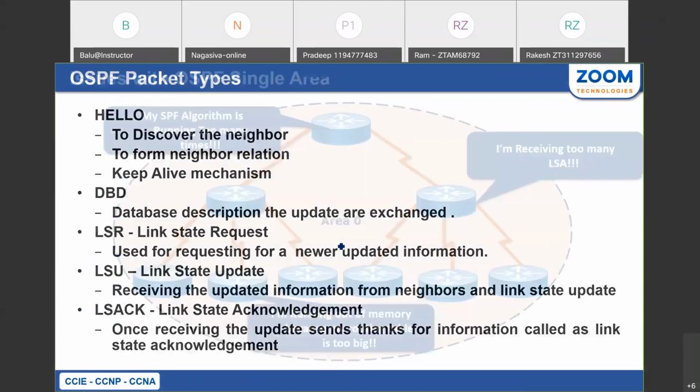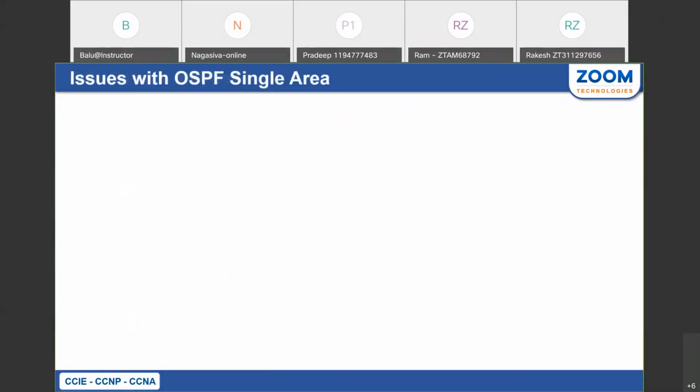So these are about OSPF. Now we will discuss clearly what an OSPF area is. The OSPF area concept.